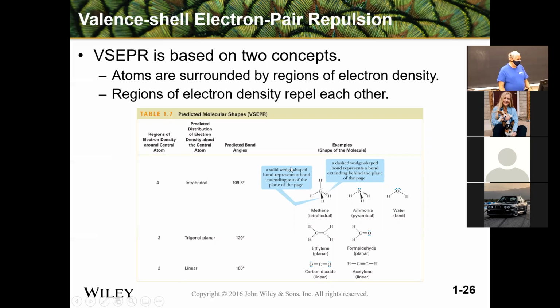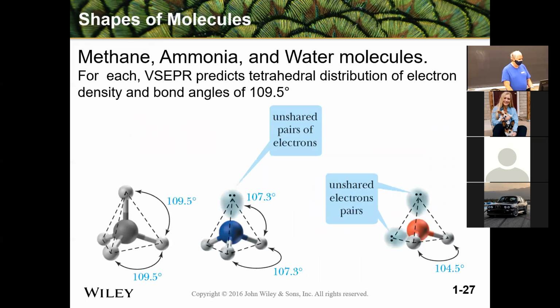If you have 4 electron-rich groups, the ideal bond angle is 109.5. 3 electron-rich groups, as shown here with ethylene and formaldehyde, is trigonal planar, 120 degrees. And 2 electron-rich groups would be a linear geometry, examples being carbon dioxide and acetylene. We have to take into account unshared pairs, as in ammonia and water, in determining the shapes of molecules.